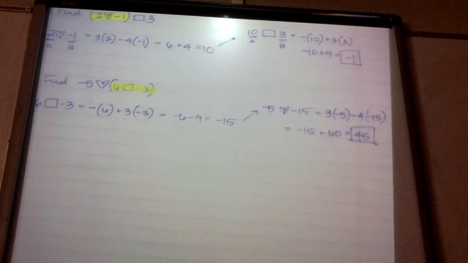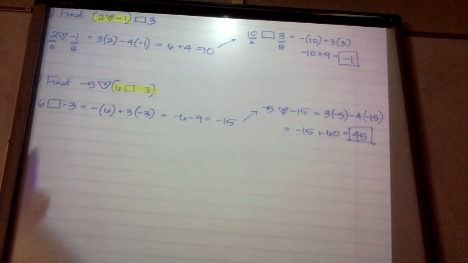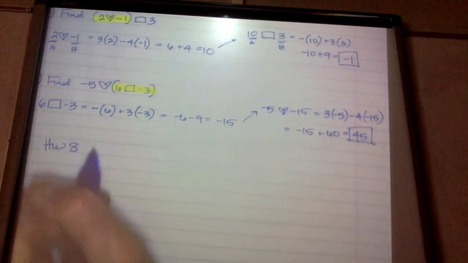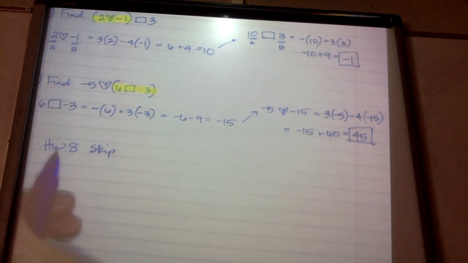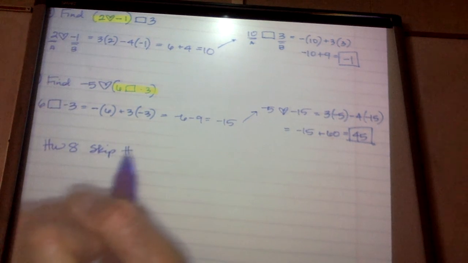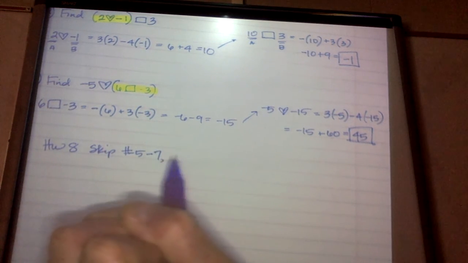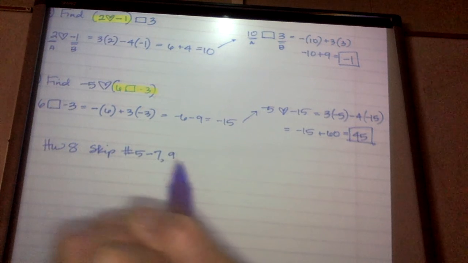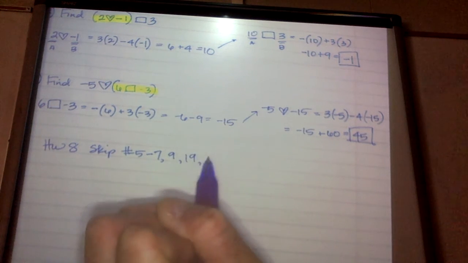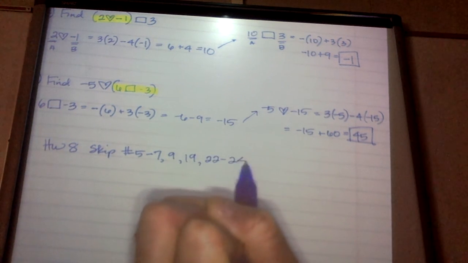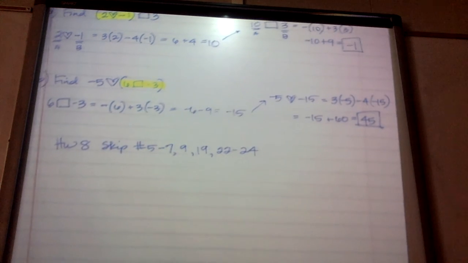Beautiful. All right, so for homework and problem set 8, this will be in the book as well. What do I have you guys skip? I think I have you skip 5 through 7, 9, 19, and 22 through 24. You're welcome.